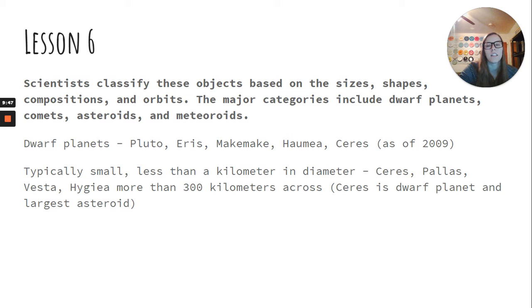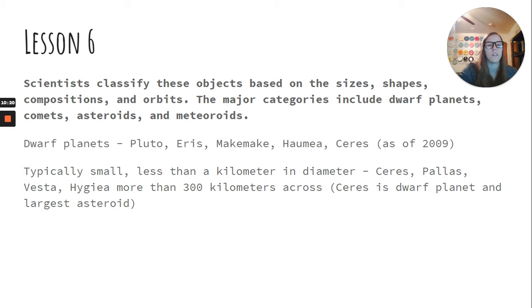And last, lesson 6, scientists classify these objects based on the sizes, shapes, compositions, and orbits. The major categories include dwarf planets, comets, asteroids, and meteoroids. Dwarf planets are Pluto, Eris, Makemake, Haumea, and Ceres as of 2009. Comets and meteoroids are typically small, less than a kilometer in diameter. Ceres, Pallas, Vesta, Hygiea are more than 300 kilometers across. Those are the asteroids. Remember, Ceres is both a dwarf planet and the largest asteroid.